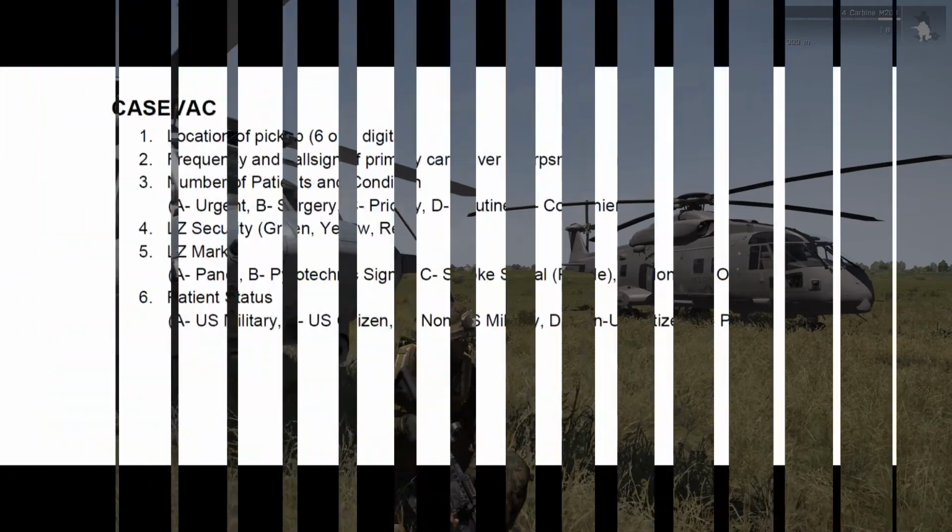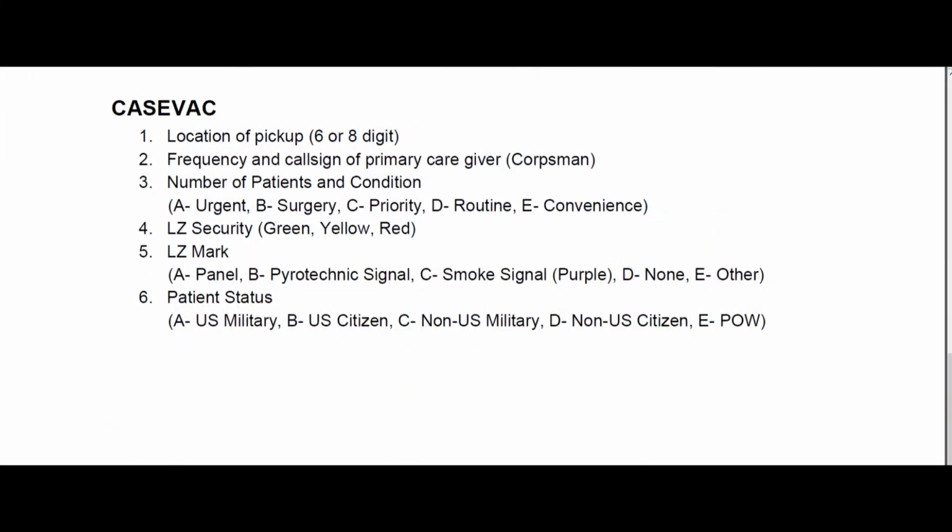So, the first part of a CASEVAC is to establish contact with the aircraft as usual, as you do in any call. Once you have established contact, you start with line 1, which is the location of pickup. That is the 6 or 8 digit grid. The second line is the frequency and the call sign of the primary caregiver. So for us, that would be the corpsman who is taking care of that individual.